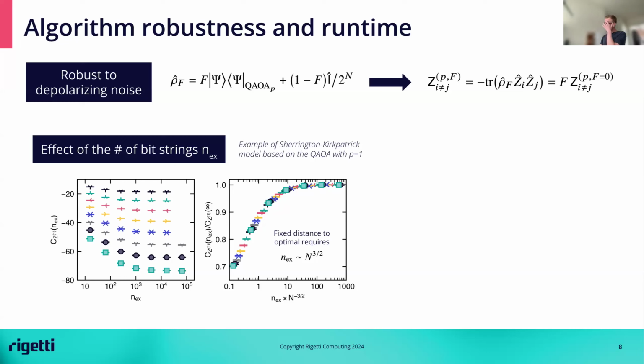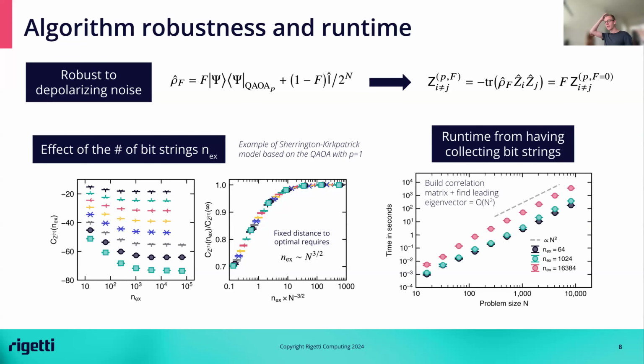So two things right here: robustness to depolarizing noise, then studying the effect of a finite number of bit strings for computing entries in the correlation matrix. And one last thing that I want to mention on that side is the runtime of doing a relax and run step. So say we have run the quantum algorithm nx times to collect nx bit strings. This has been done. And now what we show here on that plot is a runtime in seconds to build the correlation matrix from those nx bit strings and find the leading eigenvector as a function of n.